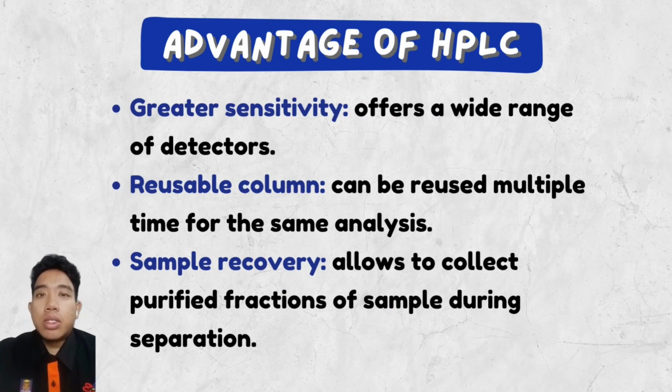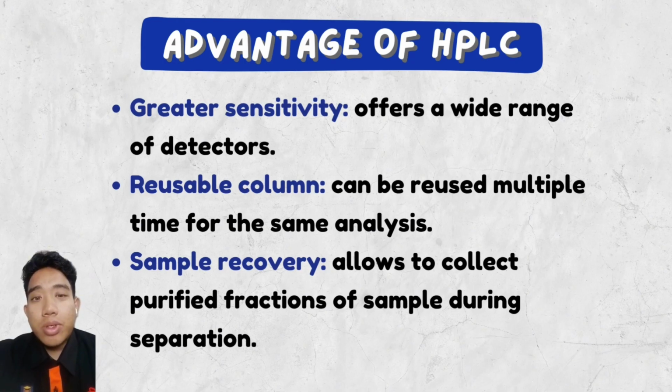Advantages of HPLC. Firstly, greater sensitivity. HPLC offers a wide range of detectors, each with its own strengths and weaknesses. For example, ultraviolet detectors are commonly used for organic compounds that absorb light. Meanwhile, fluorescence detectors are more sensitive to compounds that fluoresce.